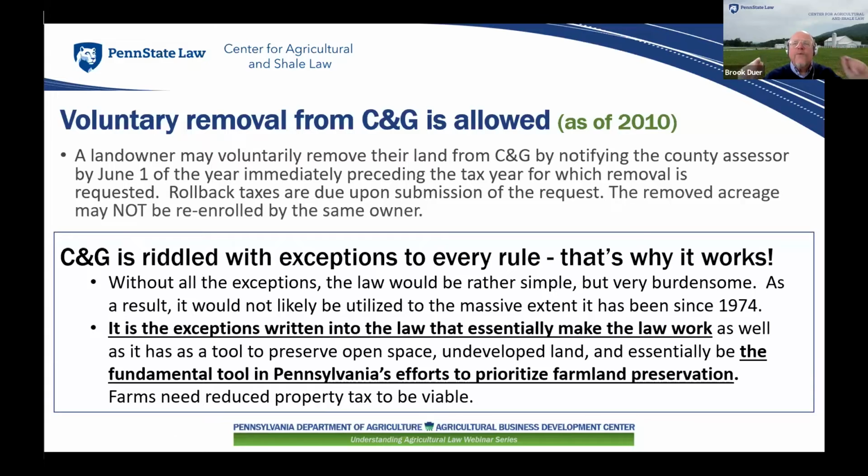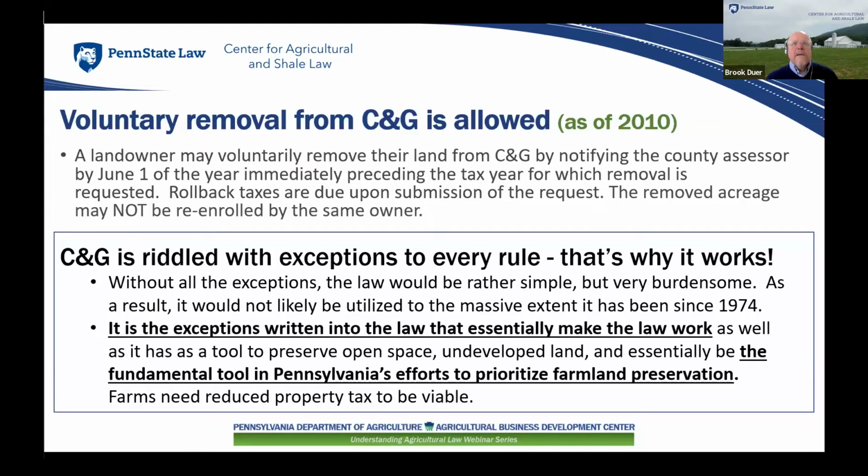Clean and Green is riddled with exceptions to every rule. And you know what? That's why it works. Without all these exceptions, this law would be really simple, but it would also be really burdensome. And as a result, it would never be as wildly popular as it is, and wouldn't be utilized to the massive extent that it is.